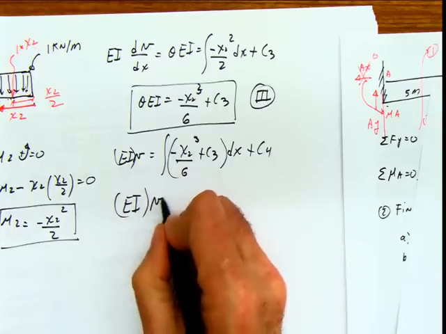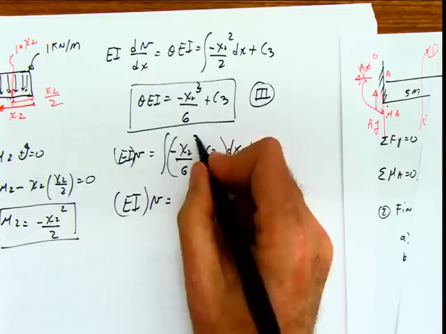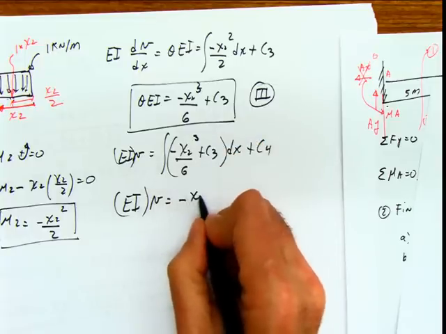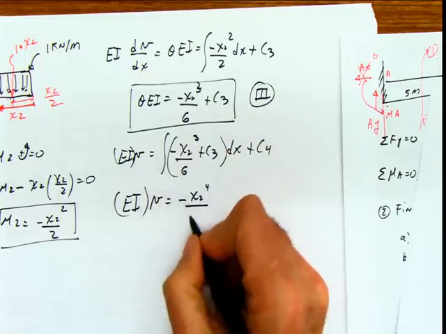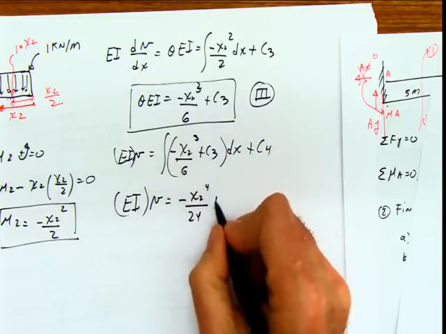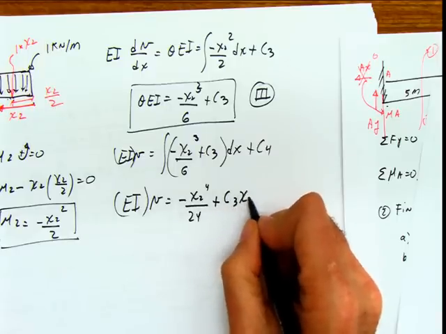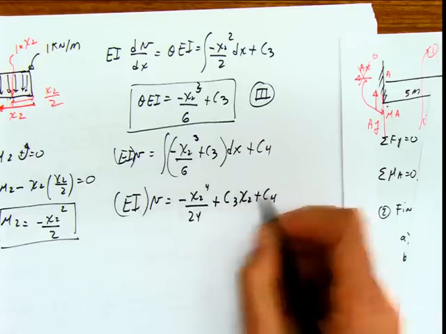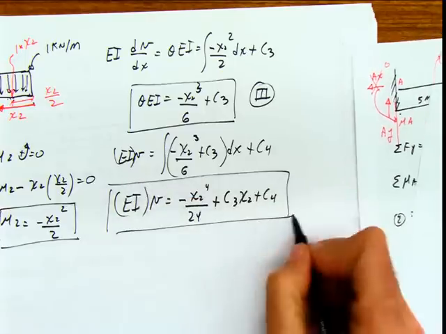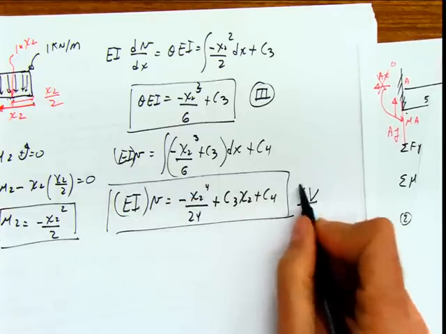EI times V equal, this goes to the 4th, is negative x2 to the 4th divided by 24 plus C3 times x2 plus C4. There you go. And that's my equation 4.